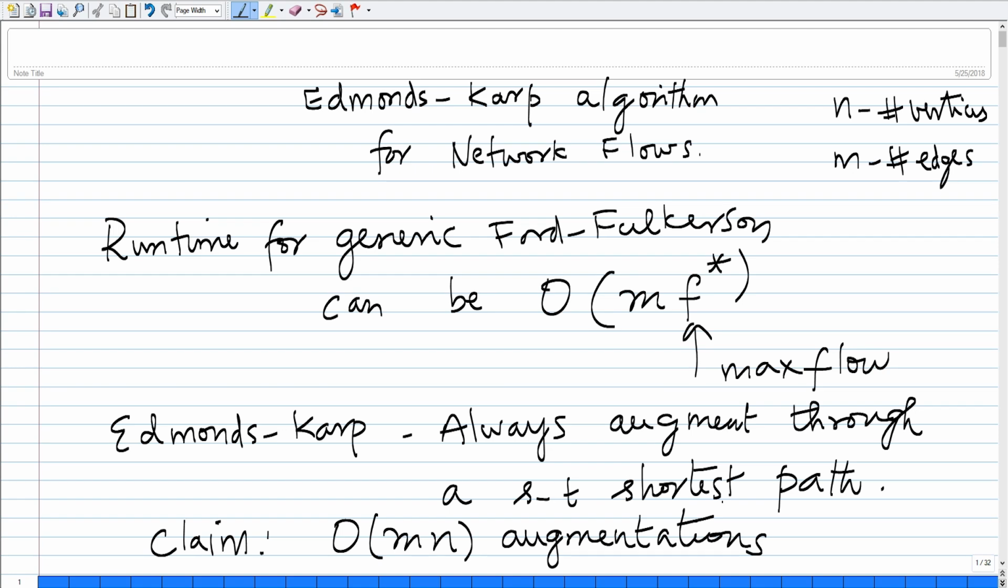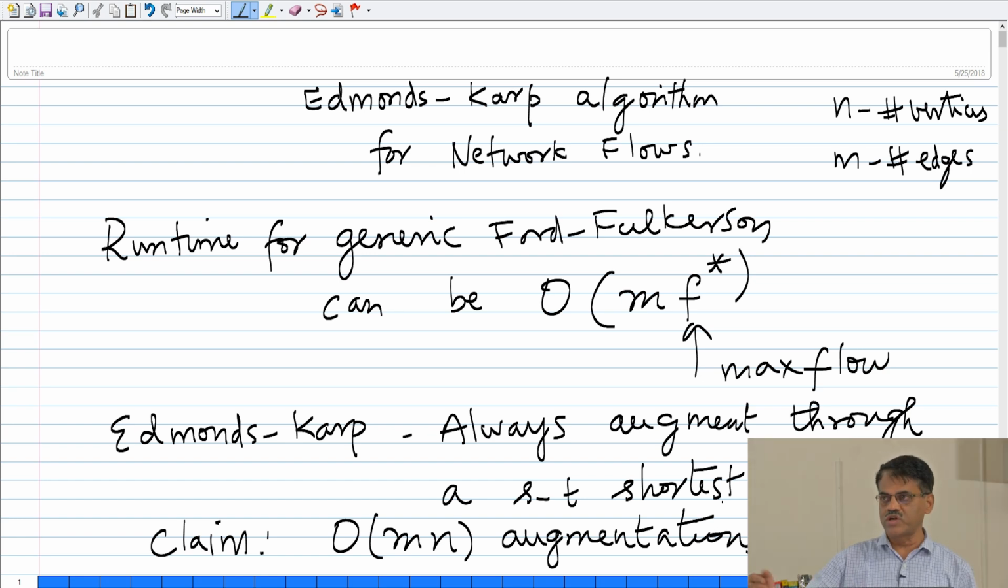And how much does it cost for each augmentation? Order m. Why? Right. So what do you have to do for each augmentation? Once you have augmented, the algorithm is the same as generic Ford-Fulkerson. The only thing you are doing is the shortest path. So you augment and then go to construct your residual network.